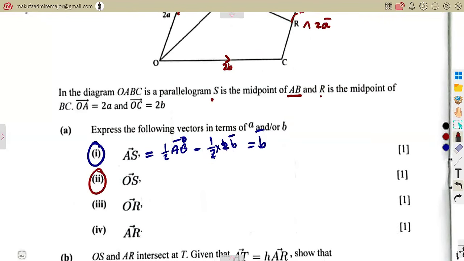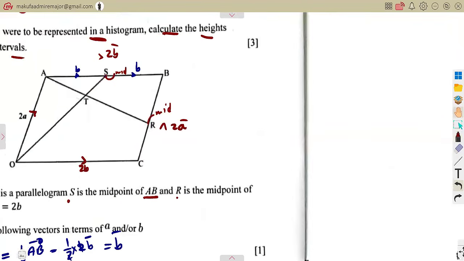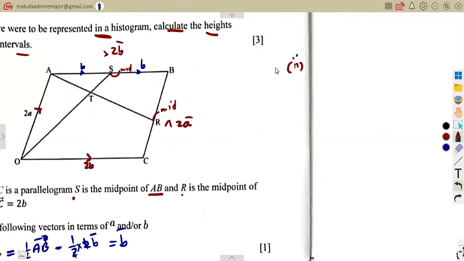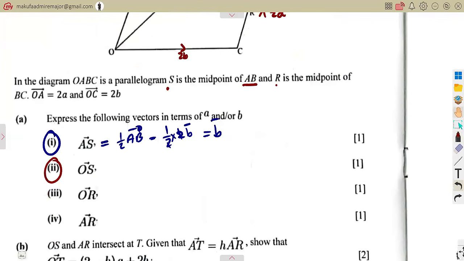Okay, then item 2, vector OS. So for vector OS, we can take the route from O to S. Since we have AS that we calculated, OS is going to be equal to OA plus AS, from O to A and A to S. That's OS, where OA, vector O to A, is 2A. That is 2A plus vector AS, which is B, the one that we calculated. Okay. Then let's consider item 3, vector OR.